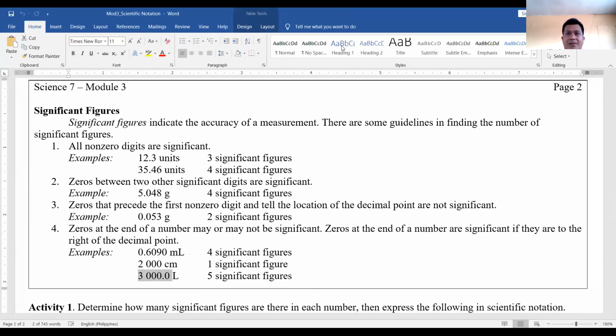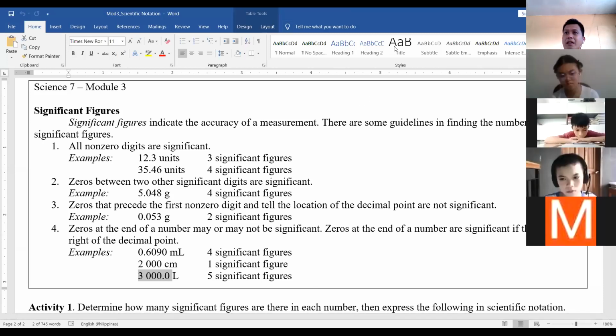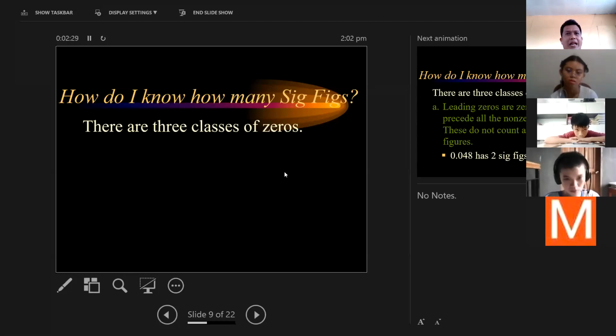Questions? Clarifications? Anyway, we'll have multiple examples later, so you can understand what I mean by this rule, or what this rule further states, okay?